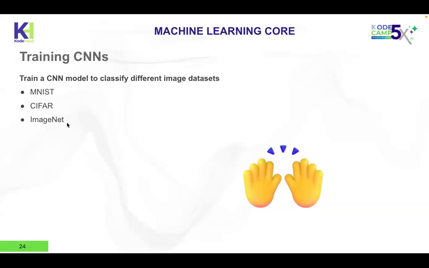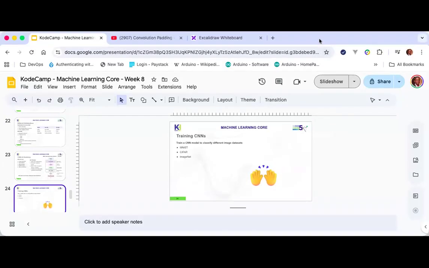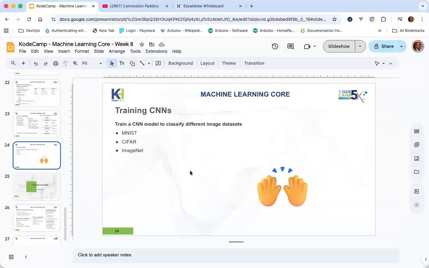There are three different image data sets that I want to just quickly show you how to train models on. And I'm going to start from scratch. I'm basically going to just build from new. So the first one is MNIST.